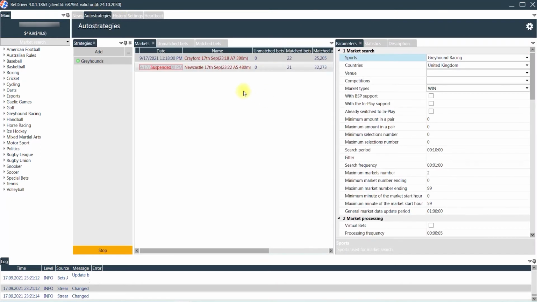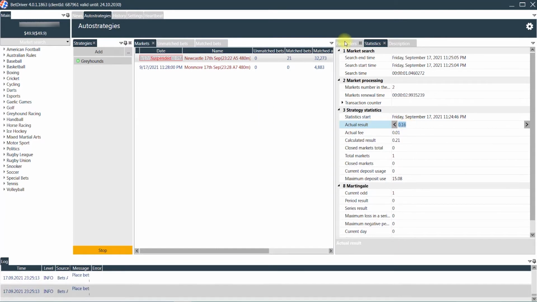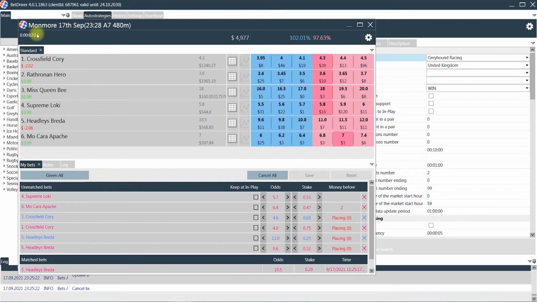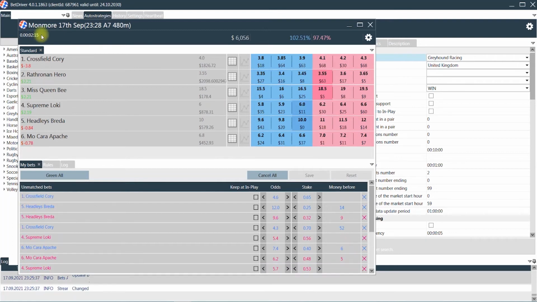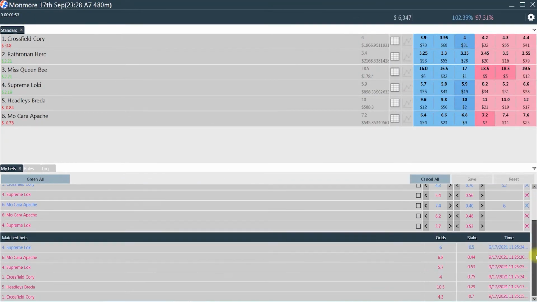Now let's go to the operation statistics and check the results. One market is passed. The calculated result is 21 cents. The actual result is 16 cents. We have a third market. We enter it. 2.5 minutes remain before the start, so we expect that not so many bets will be accepted. 6 bets have already been matched. 8 more have not been accepted yet.